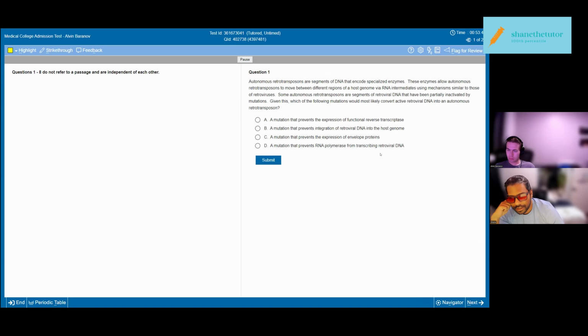B, integrate their DNA into the host genome. Seems like they both kind of do that as well. Let's see. Envelope proteins.